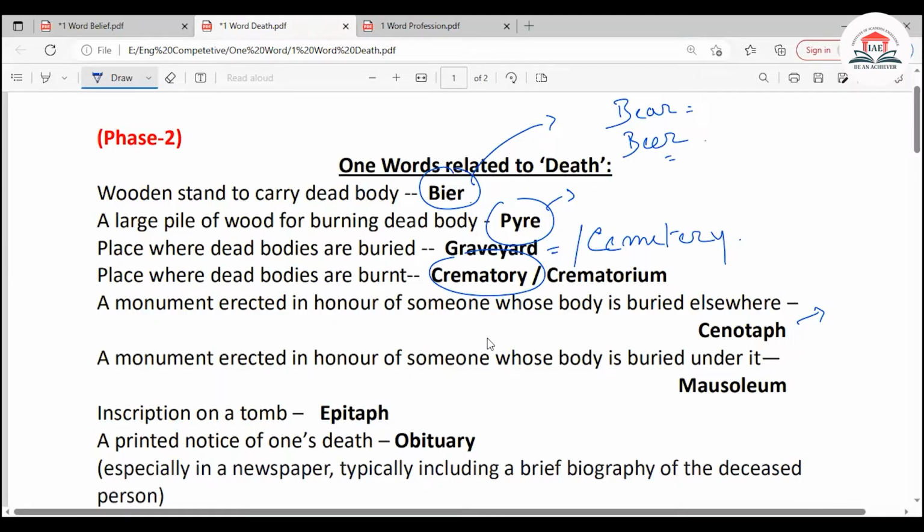Mausoleum, M-A-U-S-O-L-E-U-M. All pyramids are mausoleums, in most of the cases. Exactly. Fine. Shahid Minar: what is the actual name of the monument? Shahid Minar is a cenotaph, definitely.